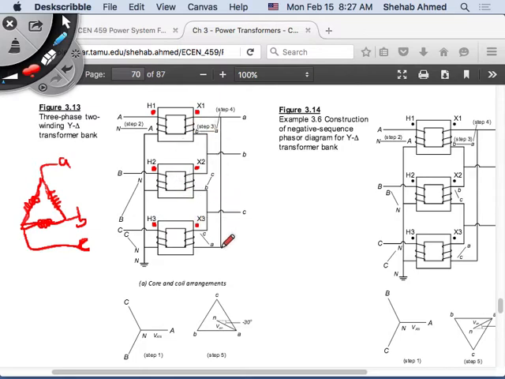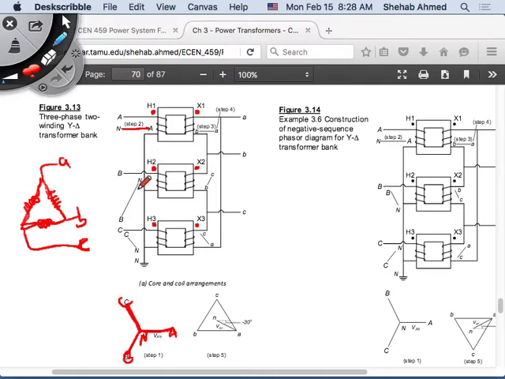So now we're going to supply the primary with positive sequence, 3-phase balanced voltages. What does that mean? It means we're going to supply it with this phase A here, phase B, and phase C. This is what I'm going to apply to my primary side. So this is neutral point versus A. So I'm applying phase A in a certain polarity on this winding.